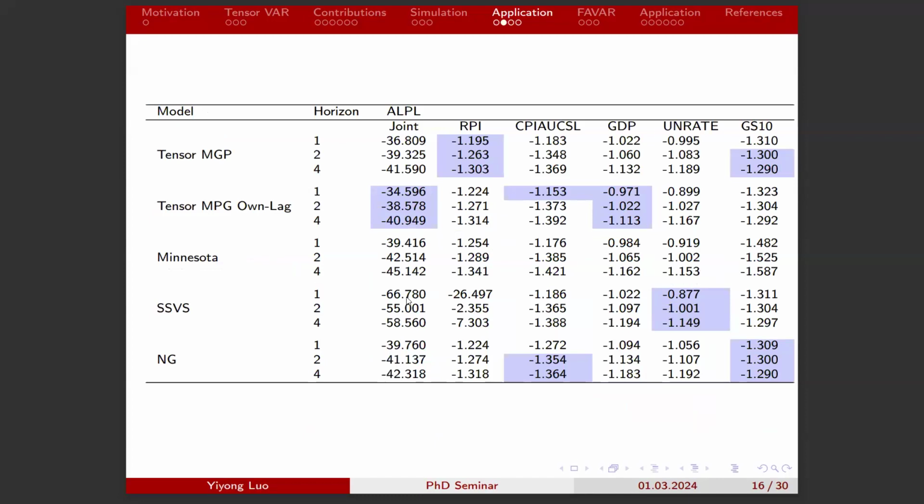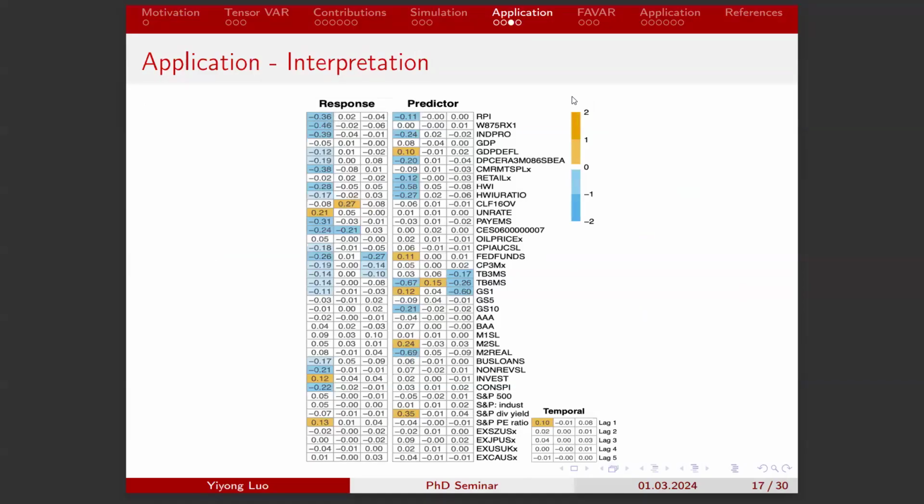You can also check the density forecast. I use the average predictive log likelihood here. And the tensor bar also gives us some really competitive results. And you can see for the joint one, the tensor structure will give you the best performance. Some other variables, you can also check some highlights here corresponding to the best model. And let's move on to the interpretation.